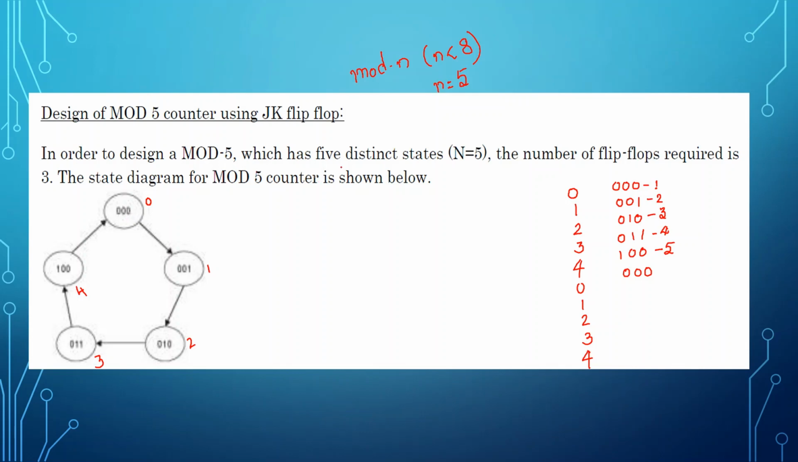For example, if you are going for a mod 6 counter, then I need to have one more state here which is 101. If you are going for a mod 7 counter, I need to have 6 states. If I am going for a mod 8 counter, I need to have 7 states. So depending on the question given to you, you need to draw the state diagram.